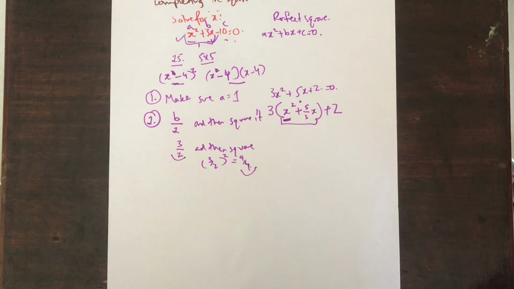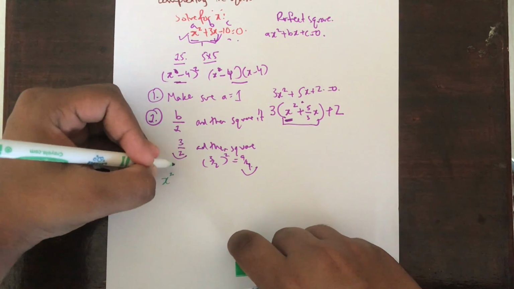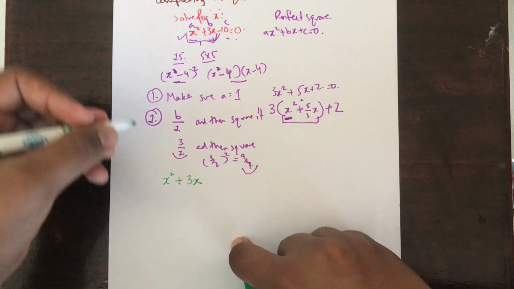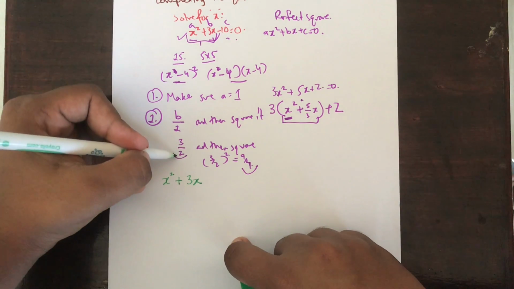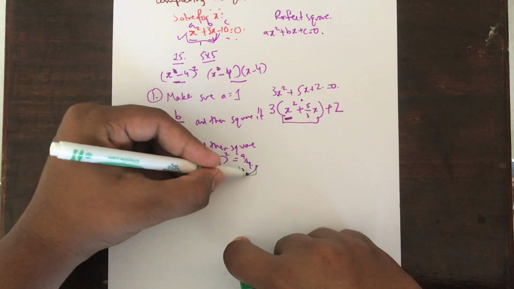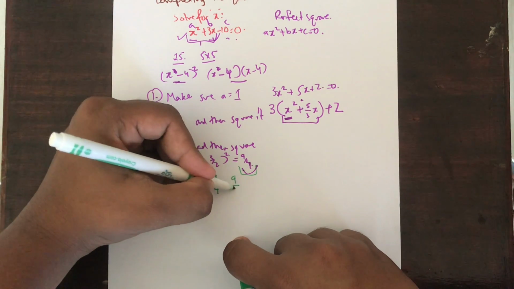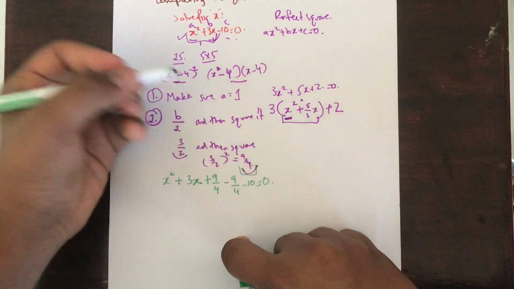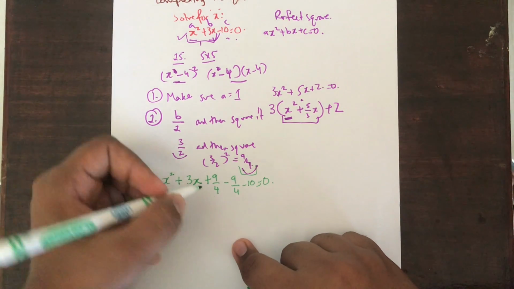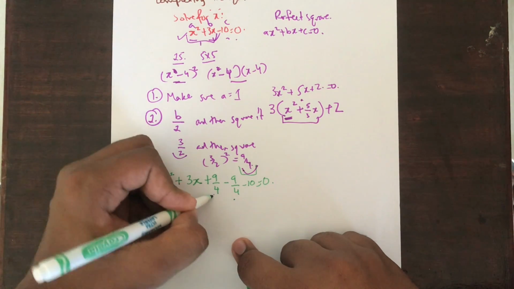So let's rewrite this equation now. So you've got x squared plus 3x. Now you divided it by 2 to get 3 over 2. Then you squared it to get 9 over 4. So this one is what you're going to use. So plus 9 over 4 minus 9 over 4 minus 10 equal to 0. Now you added the 9 over 4. Therefore the result of the equation changes, but you subtract it to neutralize the fact that you added this.